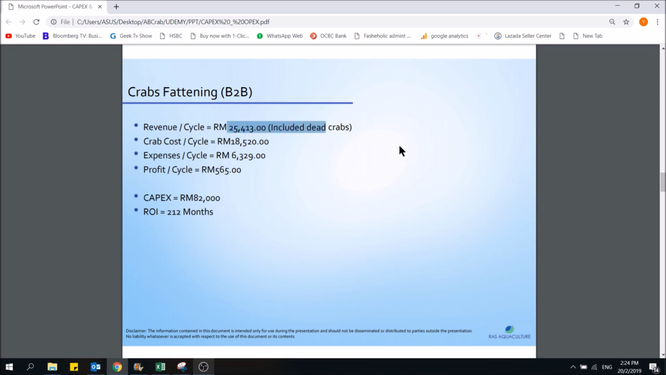which includes selling the dead crabs for a certain price. In Malaysia, there's a market for dead crabs. You could sell them to those who are extracting the meat, or you could sell them to end consumers that do not mind eating dead crabs.